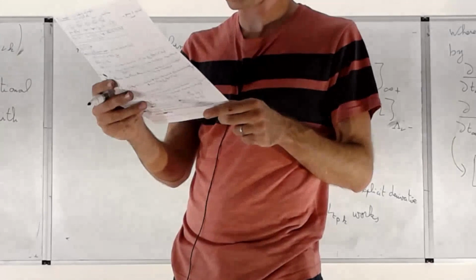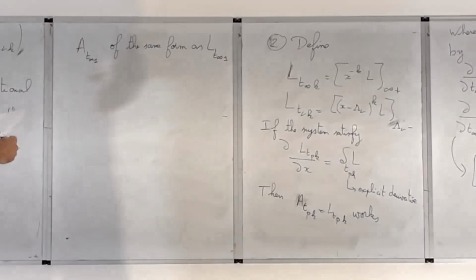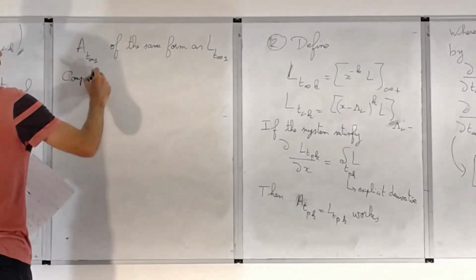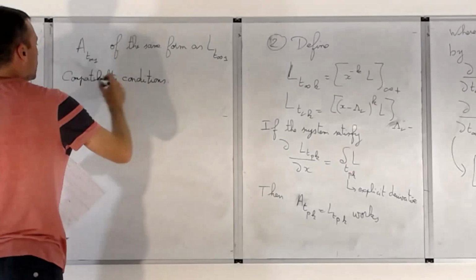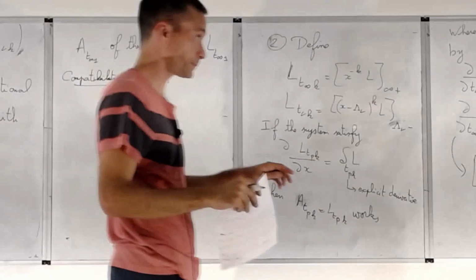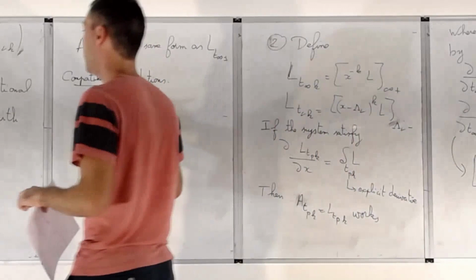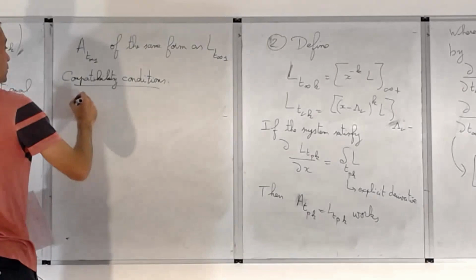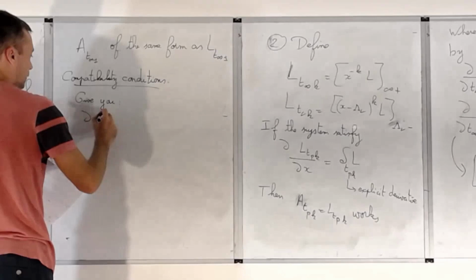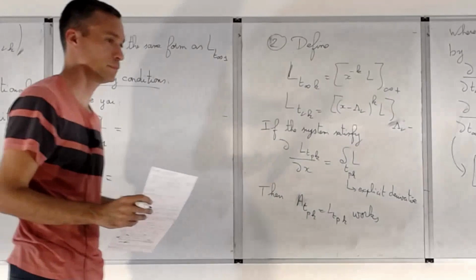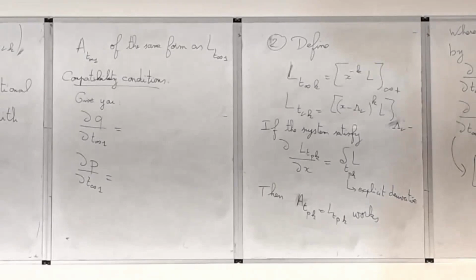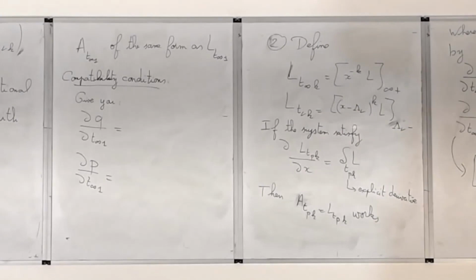One important aspect is the compatibility condition. They give you the coefficients. Let's say you have this, but now if you write down the compatibility condition for these two systems, what you obtain is also dq over dt infinity 1 and dp over dt infinity 1. If you write down the compatibility condition, this will appear because you have to take the derivative of L relative to the time here, and Q and P appear in this matrix. So at some point, you will get these quantities.